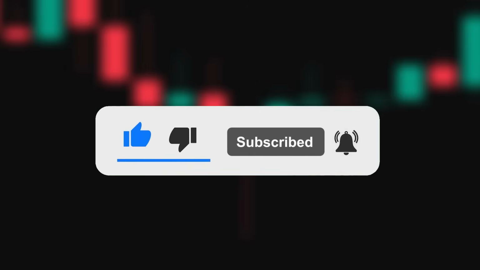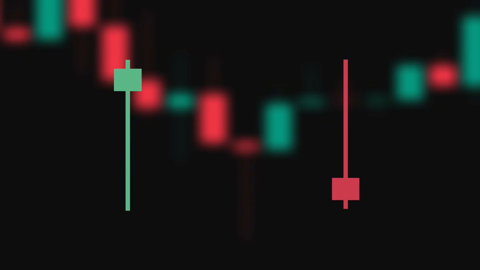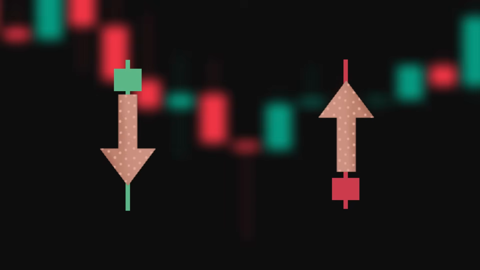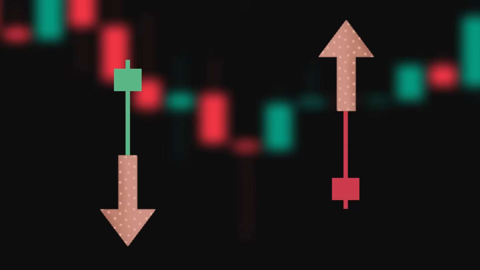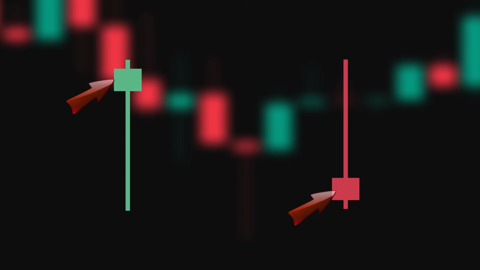Alright, when a rejection candle forms on the chart, it shows rejection of higher or lower prices. The formation of this candle tells us that the market participants pushed the price in one direction, but finally those higher or lower prices were rejected. Rejection candles have a short body, very small or no shadow on one side and a long shadow on the other side. The longer this shadow and the smaller the body, the stronger the candle.